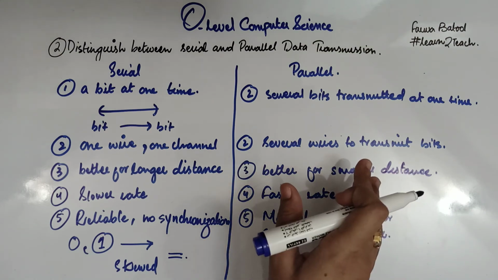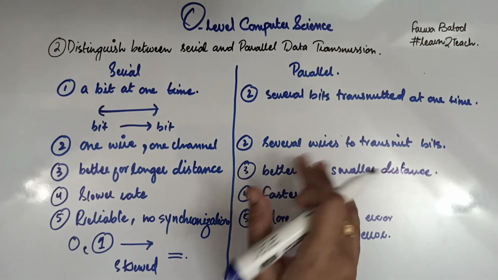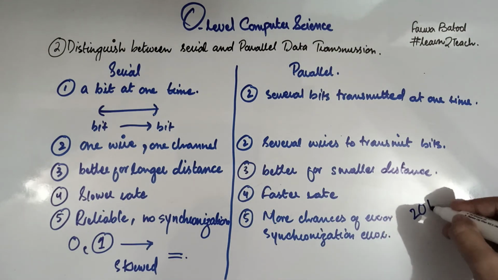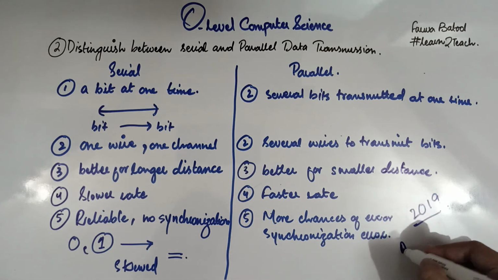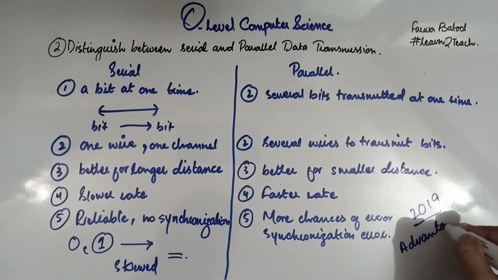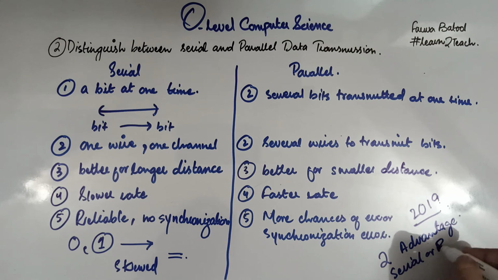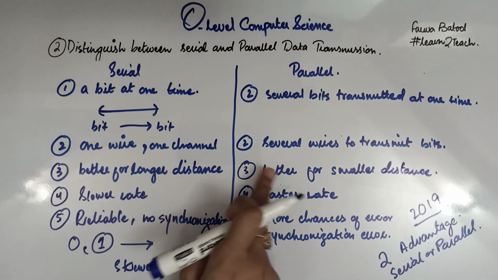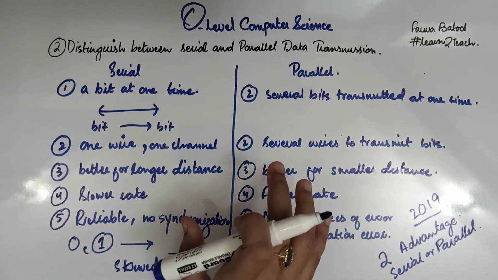So it can arise in your paper as well. If I talk about the paper of 2019, then definitely in 2019 the examiner asked for the advantages of serial data transmission over parallel, right? In 2019 you needed to define two advantages of serial over parallel. So I hope you have got an understanding of both these kinds of data transmission, and you can easily do these kinds of questions if they arise in your exam, right?